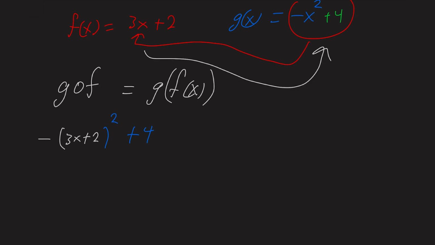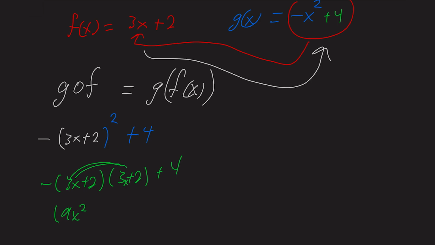Okay? So let's remember order of operations for a moment. Your exponent always comes before multiplication. So we're going to square this first. So that's going to be 3x plus 2 times 3x plus 2. We're going to bring down our negative and our plus 4. Now let's try and FOIL this out. If we do 3x times 3x, that's going to give us 9x squared. 3x times 2 is going to be plus 6x. 2 times 3x is going to give us another plus 6x. And finally, 2 times 2 is going to give us a positive 4. We're going to bring down our negative and our positive 4.